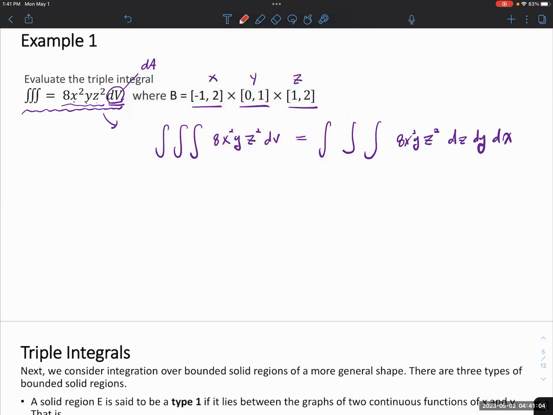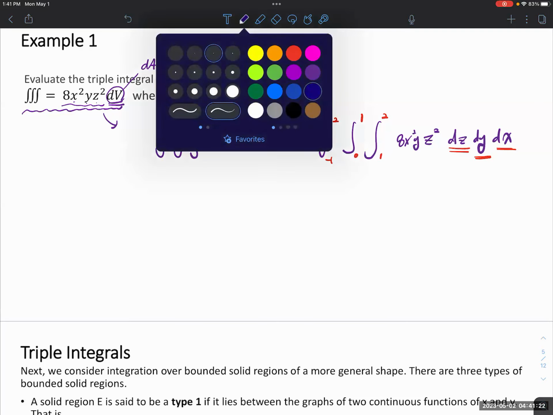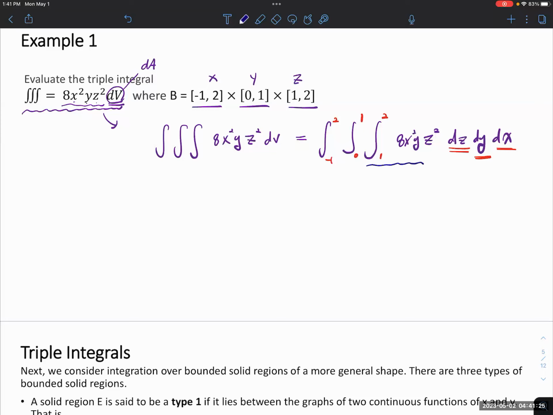We have to plug in the intervals. So dz first: z is from 1 to 2. dy is going to be 0 to 1. dx is going to be -1 to 2. So simply you're going to take the integral inside first, then the middle, then the outside. Let's look at the first integral. This time we are taking the integral with respect to z, right? So 8x to the second y is going to be considered a constant, just a number. So you have 8x to the second y still there, and then z to the third over 3, correct?